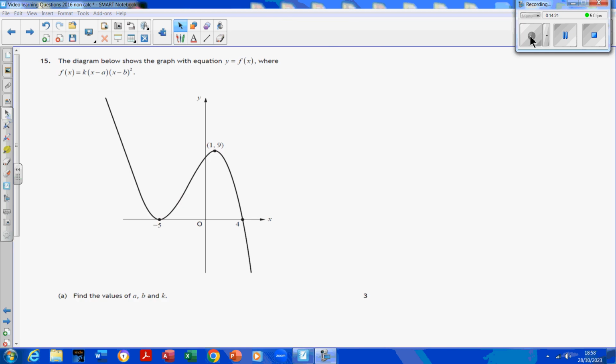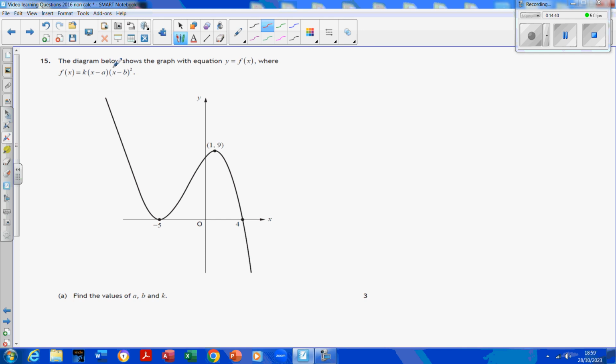Okay, last question I should say. The diagram below shows a graph of the equation y is equal to f(x), where f(x) is equal to k(x minus a)(x minus b) all squared. Now, you've done questions like this and you were never given it in that format, so it's easier if you're given that.